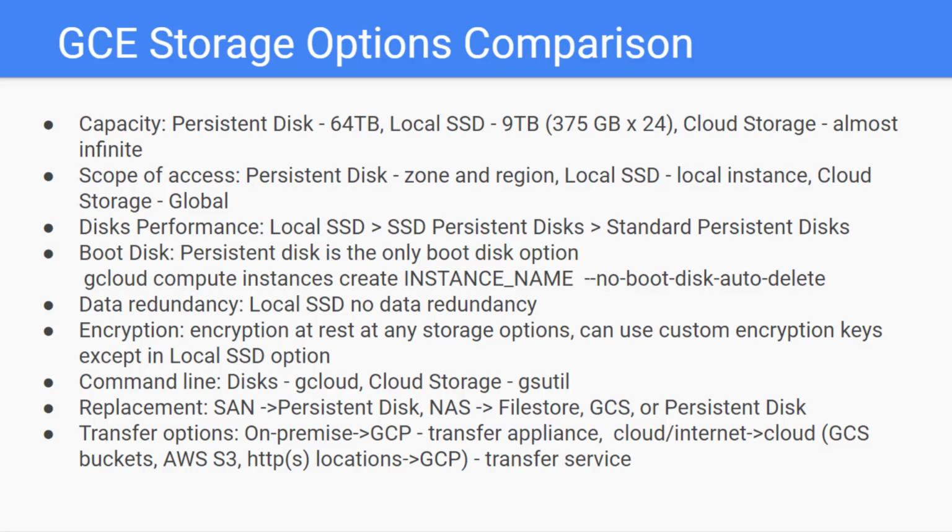The last one is how to transfer the data to GCP. You can use online transfer to move data to Google Cloud Storage via the network. But for big data transfer, such as from on-premises to GCP, then choose the Transfer Appliance. From cloud to cloud, such as between Google Cloud Storage buckets, from AWS S3 to GCS, or HTTPS locations to GCP, then choose the Transfer Service.